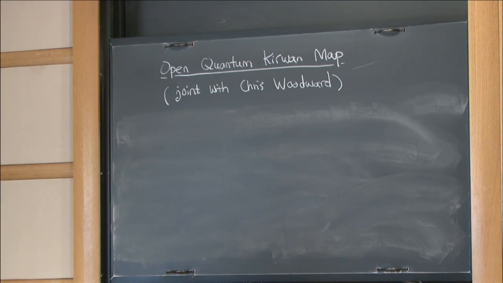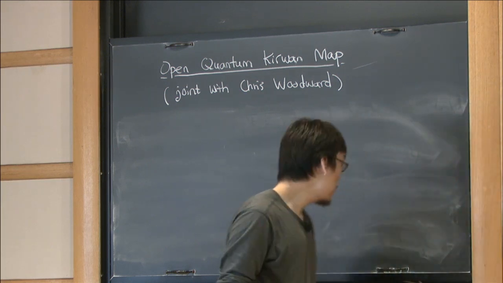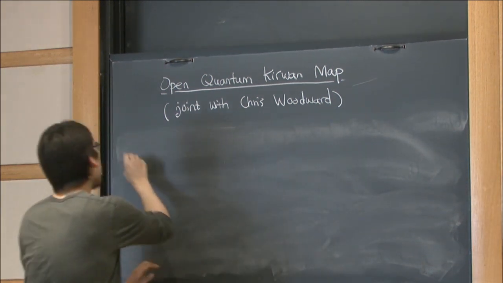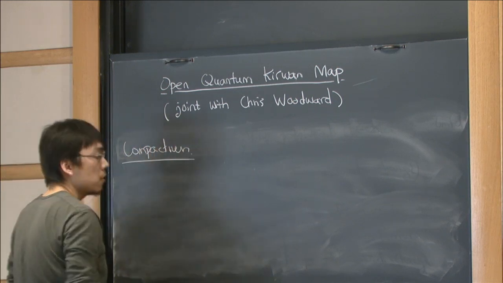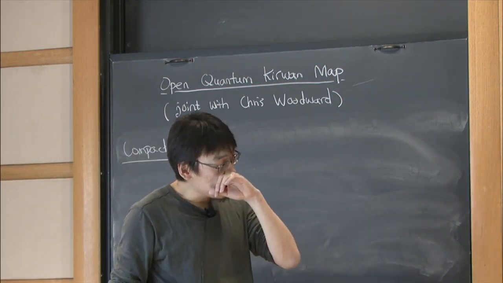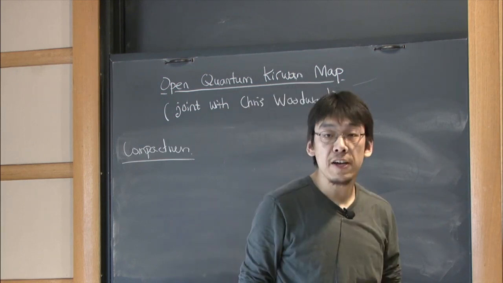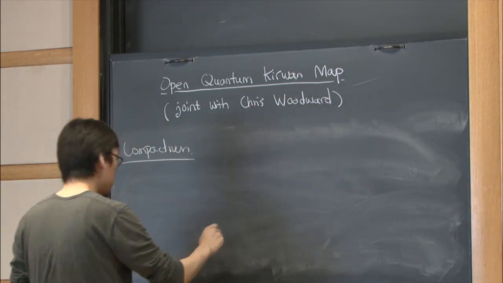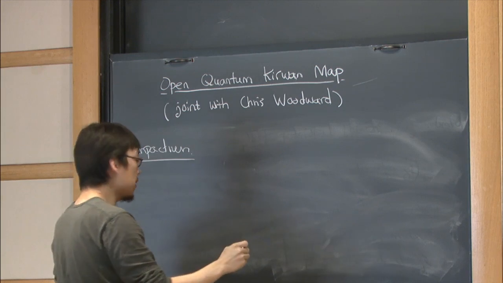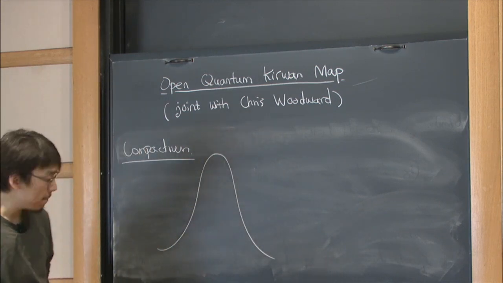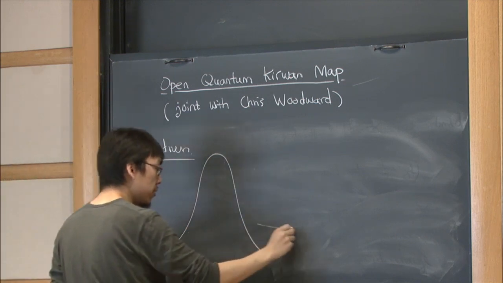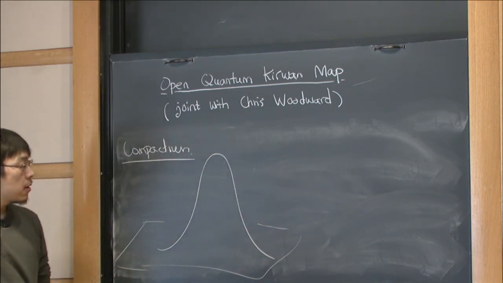So the most important story about this vortex equation is how we compactify the moduli space. This is better explained in terms of energy. Suppose we are in the closed case. Basically, the energy should decay at infinity. So the energy distribution looks like this.